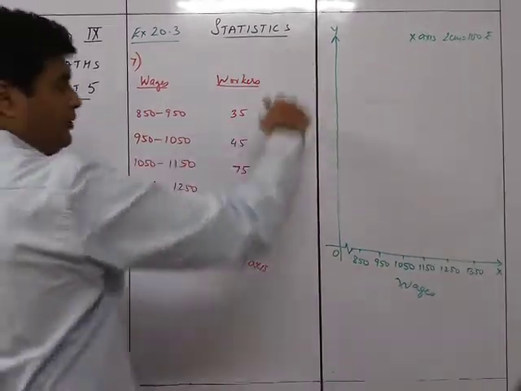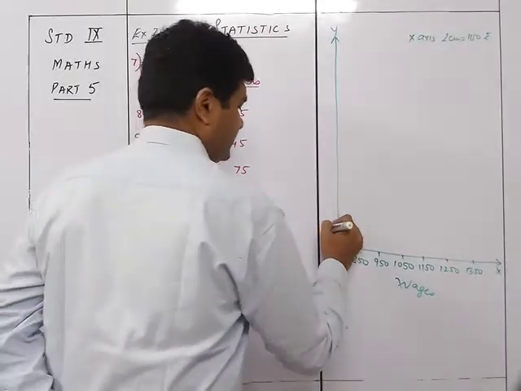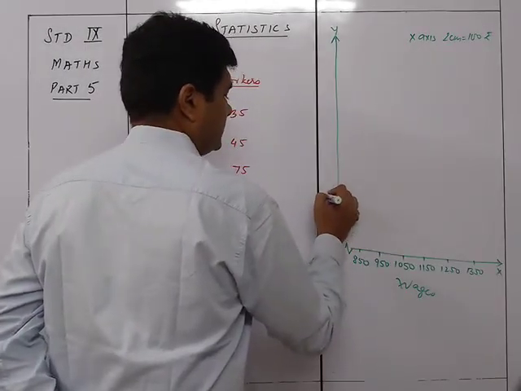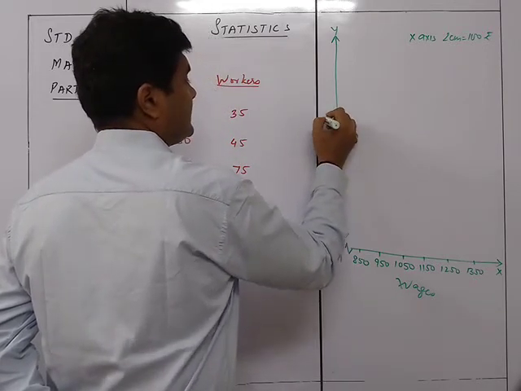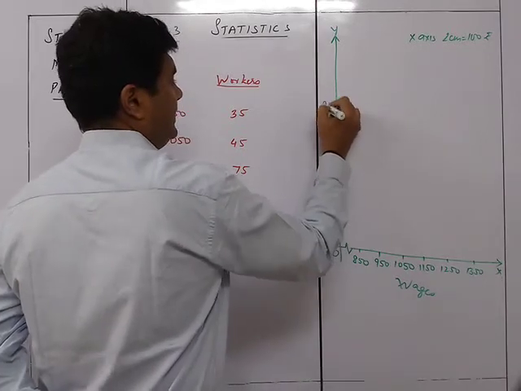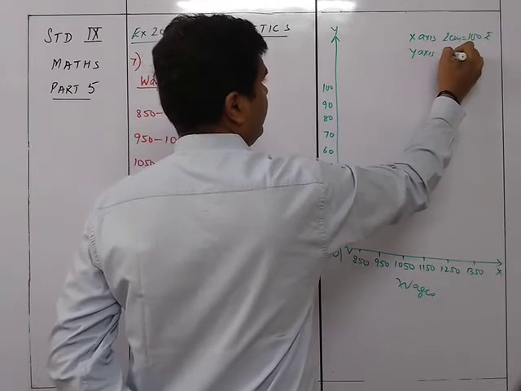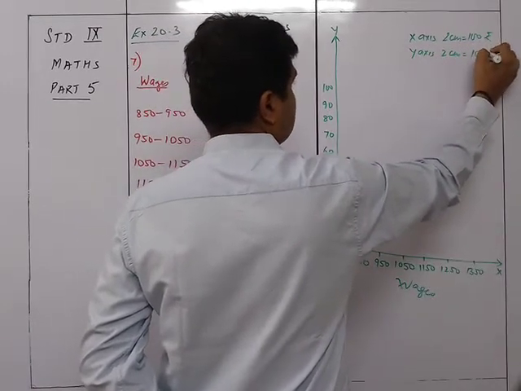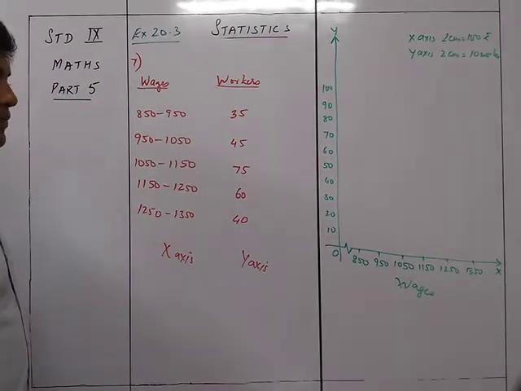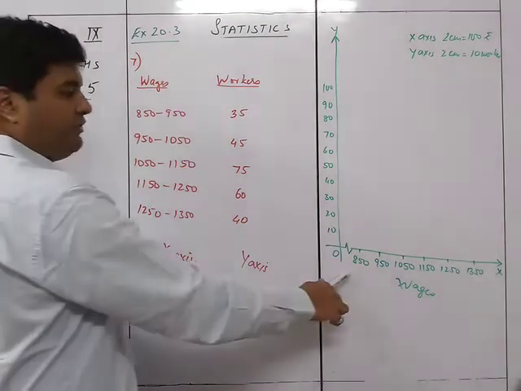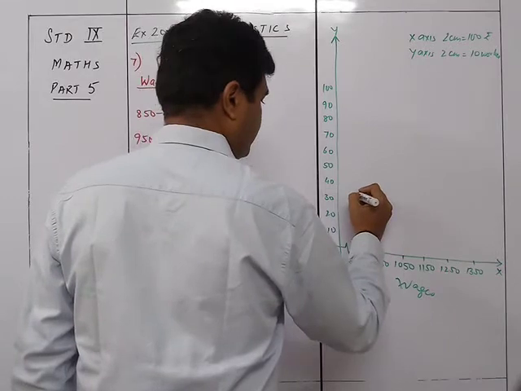Over here are the number of people. Because it is up to 75, we can easily take it as 10, 20, 30, 40, 50, 60, 70, 80, 90, 100. So on the y-axis, 2 centimeter is equal to 10 workers. Now we plot the graph. 850 to 950 is 35 people, so 35 will be exactly in between 30 and 40.